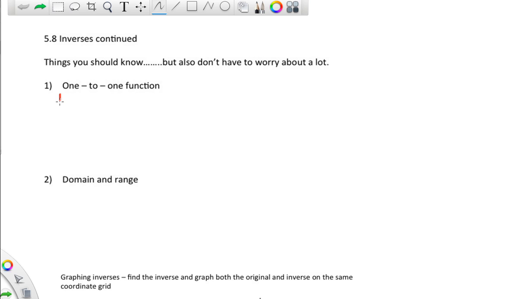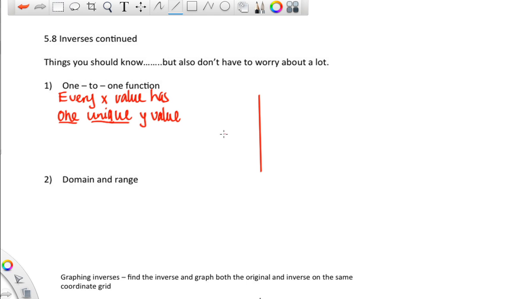A one-to-one function would imply that every x value of the function has one, and that makes it a unique y value. That is the definition of a one-to-one function. Let's look at two little graphs here and see what that means graphically, because it's actually really easy to see graphically. And then we will tie it to inverses in just a second.